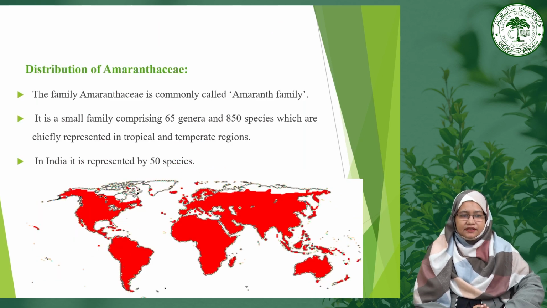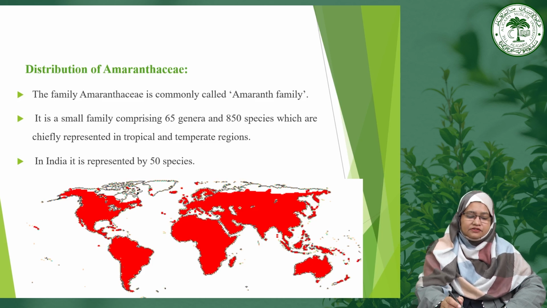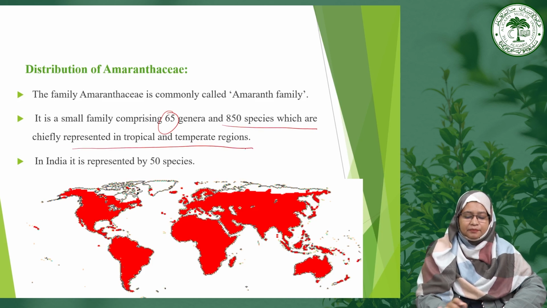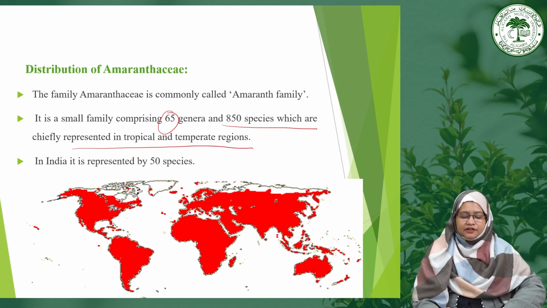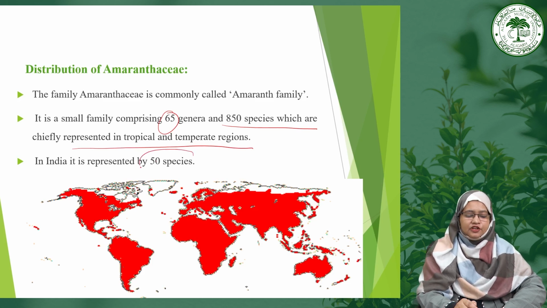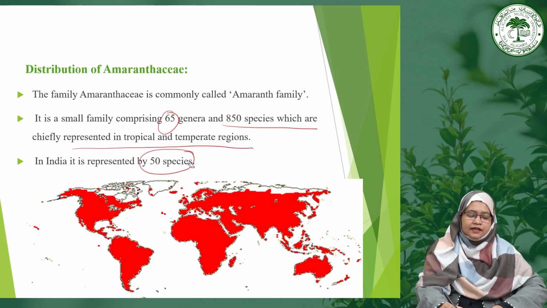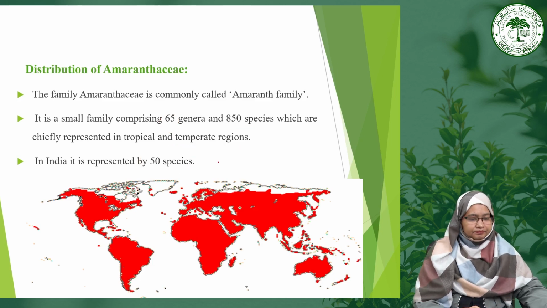This family is also called the Amaranth family, and you can see a very cosmopolitan distribution of this family. It is a small family comprising 65 genera and 850 species, which are chiefly represented in tropical and temperate regions. So you can say all the tropics and temperate regions have this group, but their number is low. They have a widespread distribution, and India is represented by only 50 species of this family.